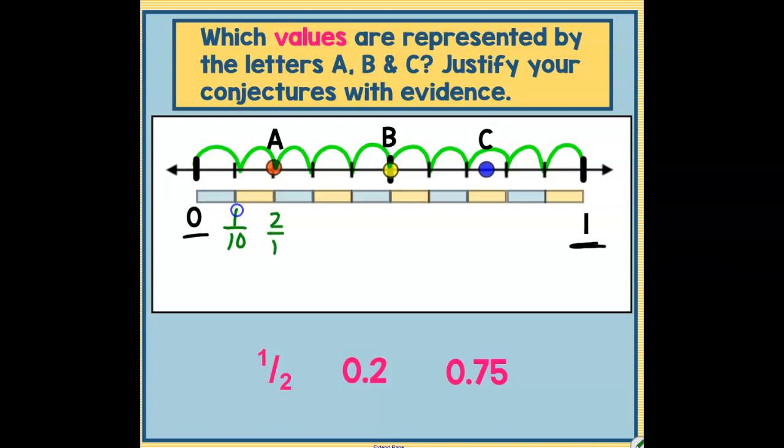Then I've got 2/10, 3/10, 4/10, 5/10. I'm going to put that in the middle because 5/10, I also know another name for that. 5 is half of 10. All the way up to 1 whole is going to be 10/10. So now I have some reference. I don't want to just start guessing where things go.